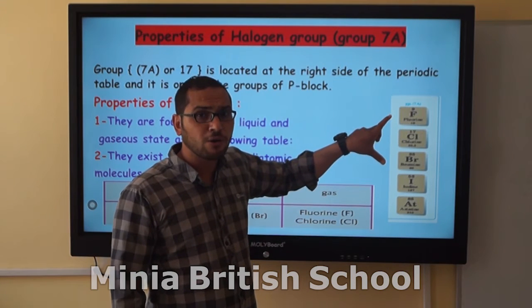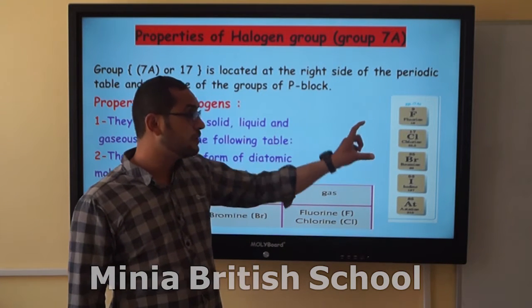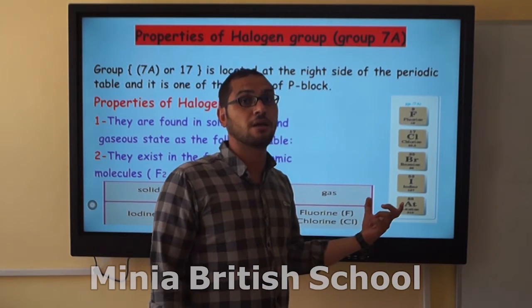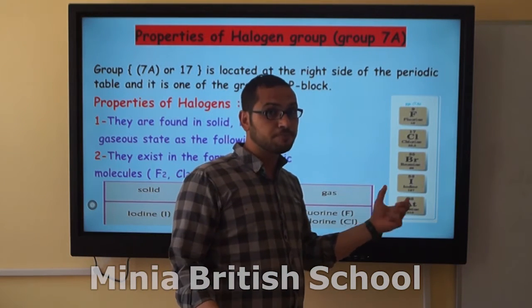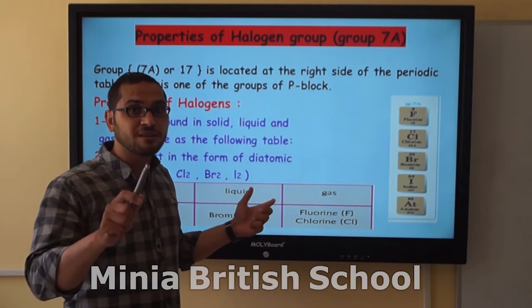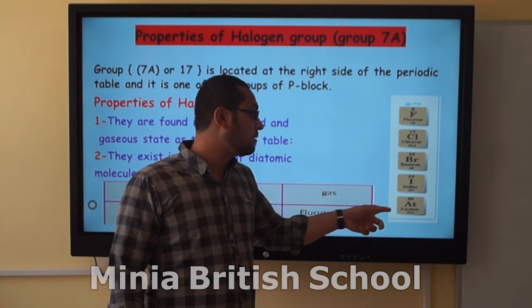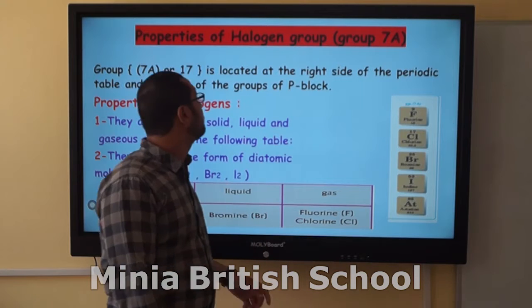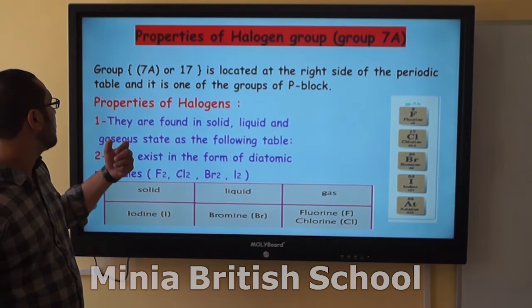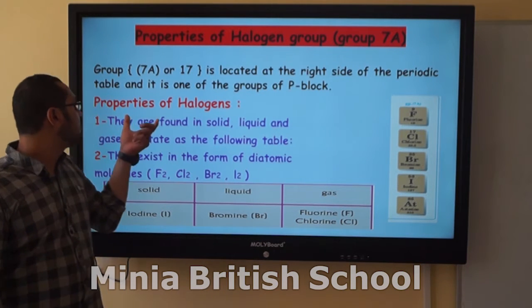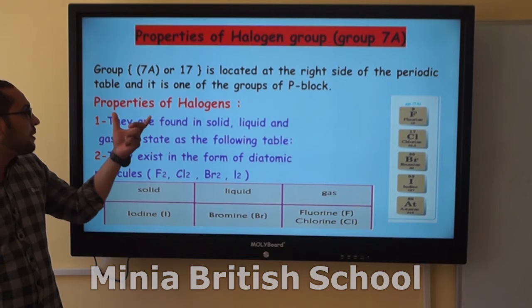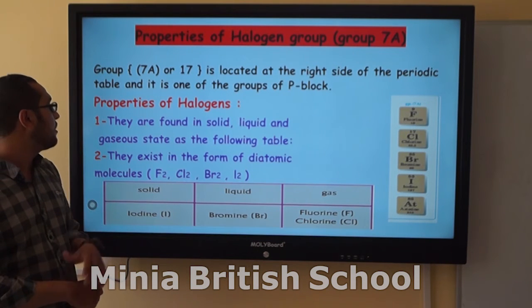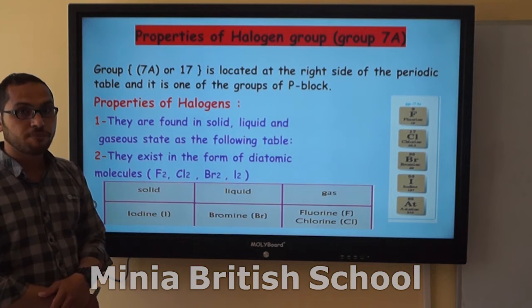All of them are found in nature, except astatine, which is prepared artificially. Okay, the first thing here, properties of halogens.